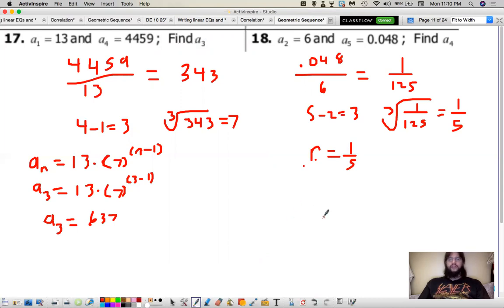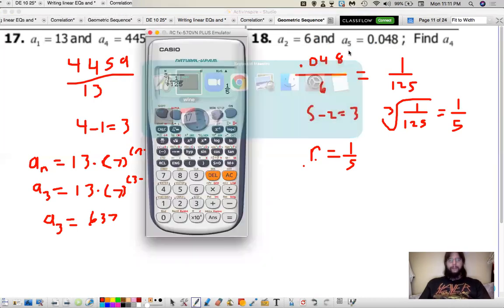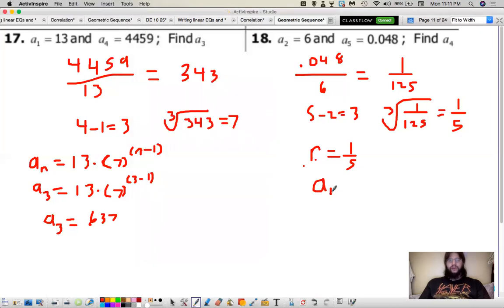We're going to write our formula AN equals 6 times, wait a minute, 6 is A2. So how on earth do we get A1? Well, we divide 6 by our 1/5 because this is A2. Go backwards. Of course, you could just do that from here. But let's make it fun. Let's get the formula. 6 divided by 1/5. That's the same as multiplying by 5, 30. So A1 equals 6 divided by 1/5 because we went back one space. That's 30.